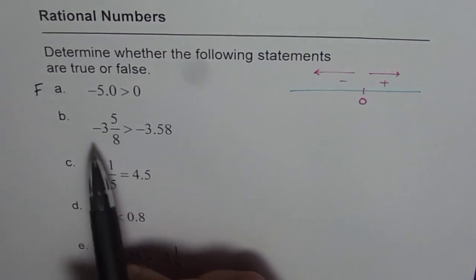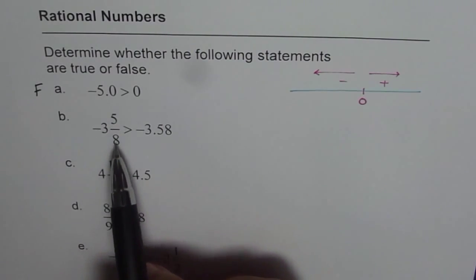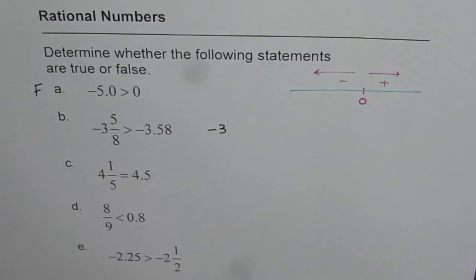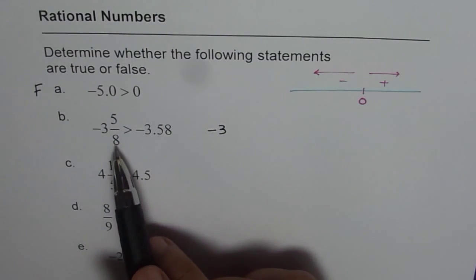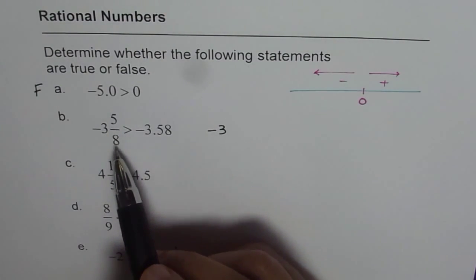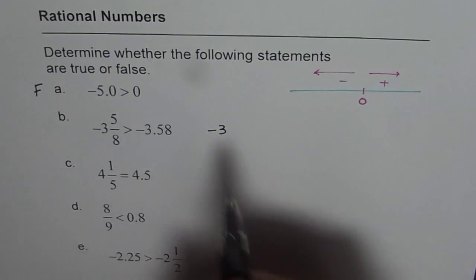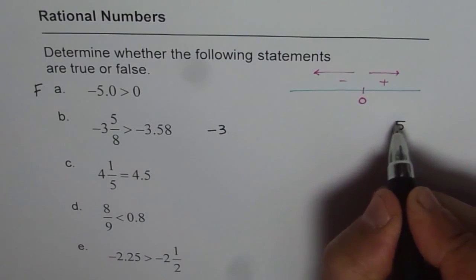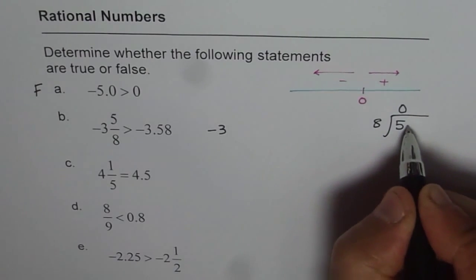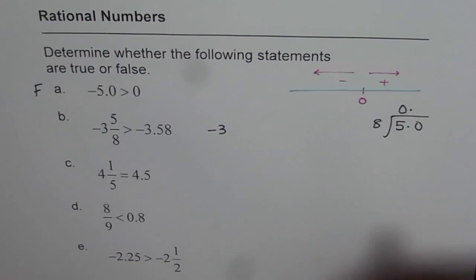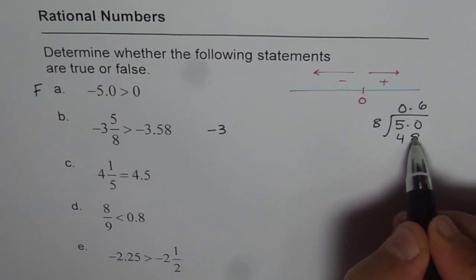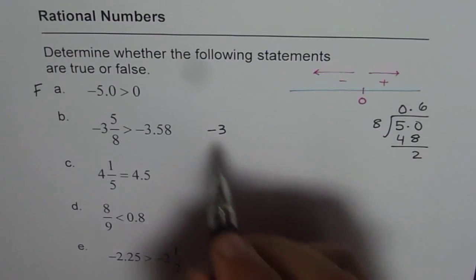The next one is minus 3 5/8. It means minus 3 and then 5/8. Let's convert that to decimals and then check our answer. So if you divide 5 by 8, what do you get? Let's try to do it. 5 divided by 8. 5 can't go, so we'll put 0 here, then a decimal. Now 5 times 6 is 48, right? And we get some remainder.